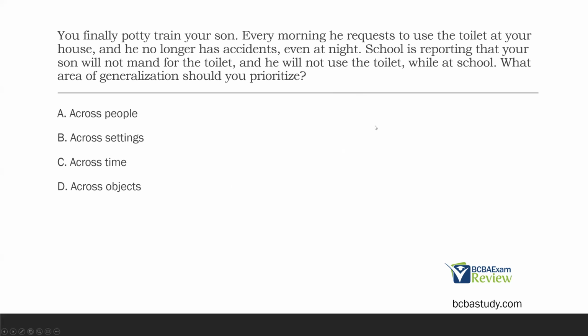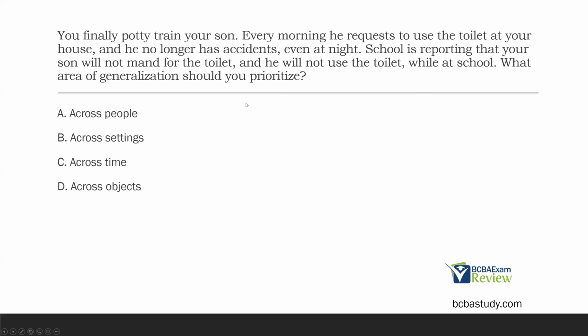Well, he uses it at your house. He's fine in the morning. He has no accidents at night. So home is fine. Time of day seems okay, right? Because he's fine at night. He's fine in the morning. The issue seems to be what? The issue seems to be environment. This happens all the time with our clients, right? At home, they're perfectly fine. They get to school or they get to clinic, they no longer can go.